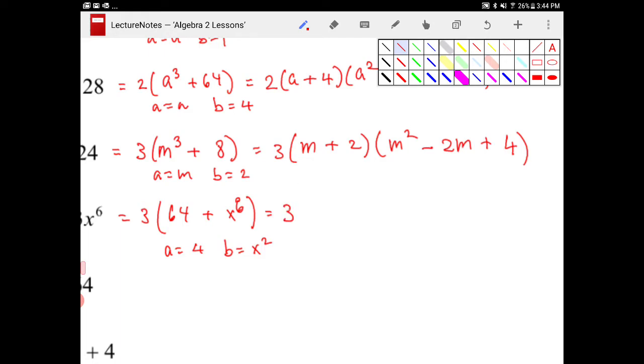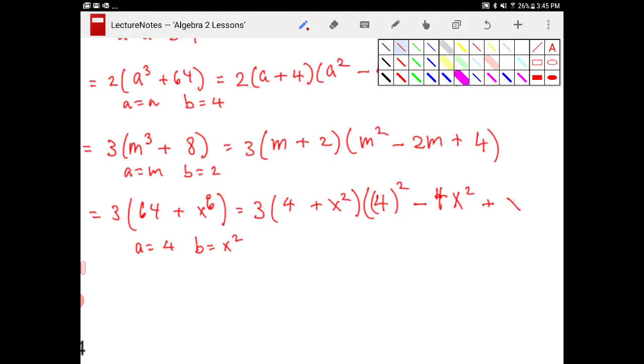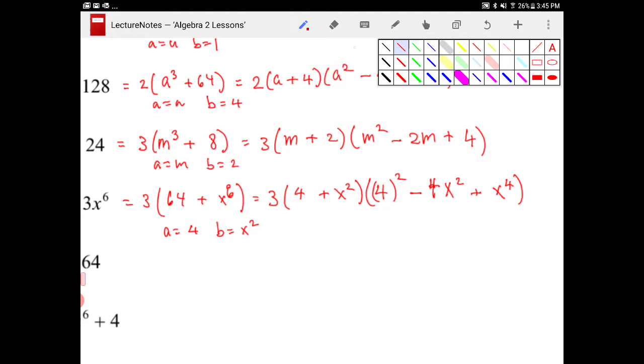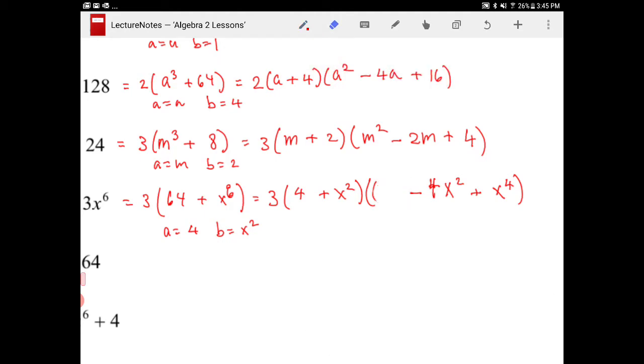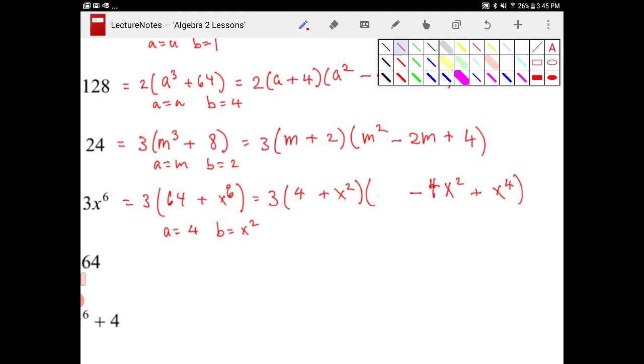So this would be 3 times the quantity 4 plus x squared, times 4 squared, minus 4 times x squared, plus x to the 4th. Or really, this is 16 here instead of writing 4 squared.